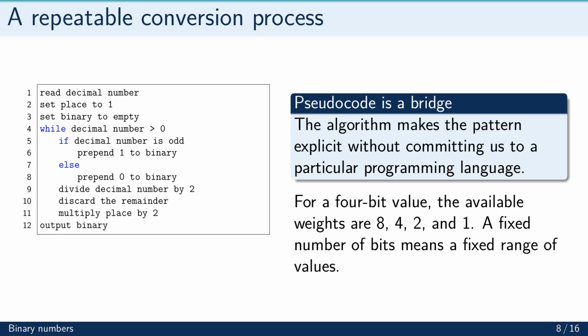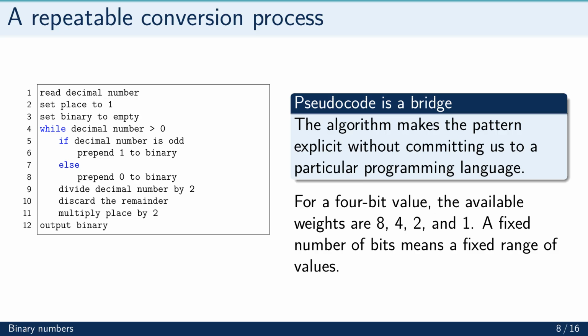Notice that the example is written as pseudocode rather than as a particular language. It describes the algorithm clearly without requiring syntax from C, Java, or Python. This is a valuable stage in programming because it separates the logic of a solution from the details of implementation.